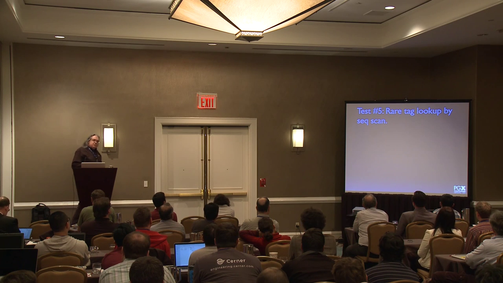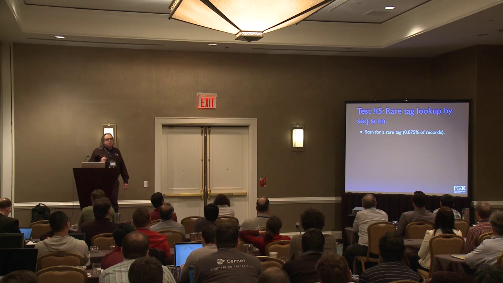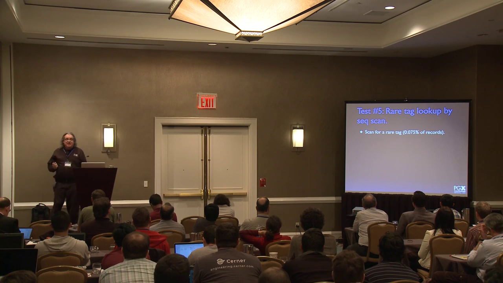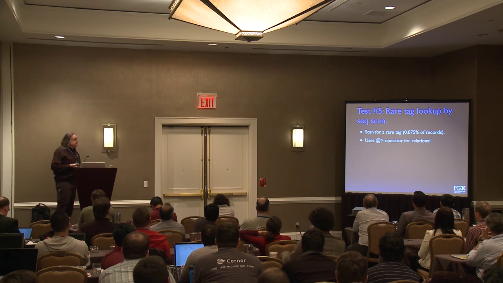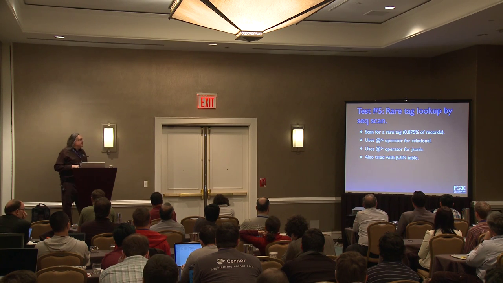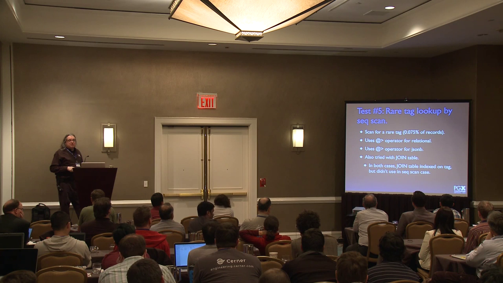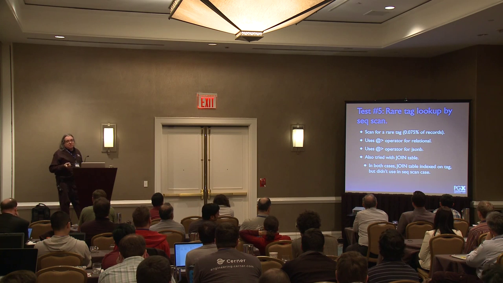But let's try it with a rare tag, one that only 0.075% of records have, so it's very selective. And I use containment for JSONB. And I also tried this with the join table. In both cases, I had indexed the join table on the tag, but in the sequential scan case, it didn't use it.